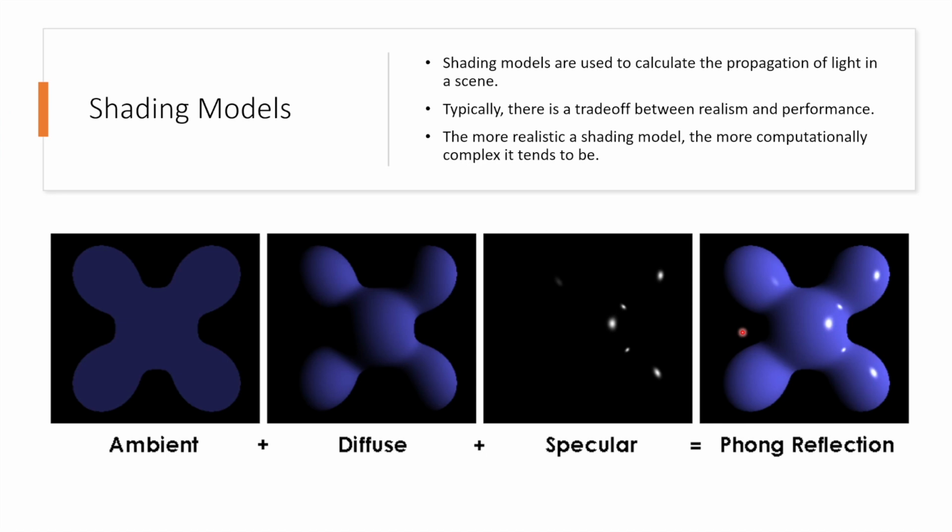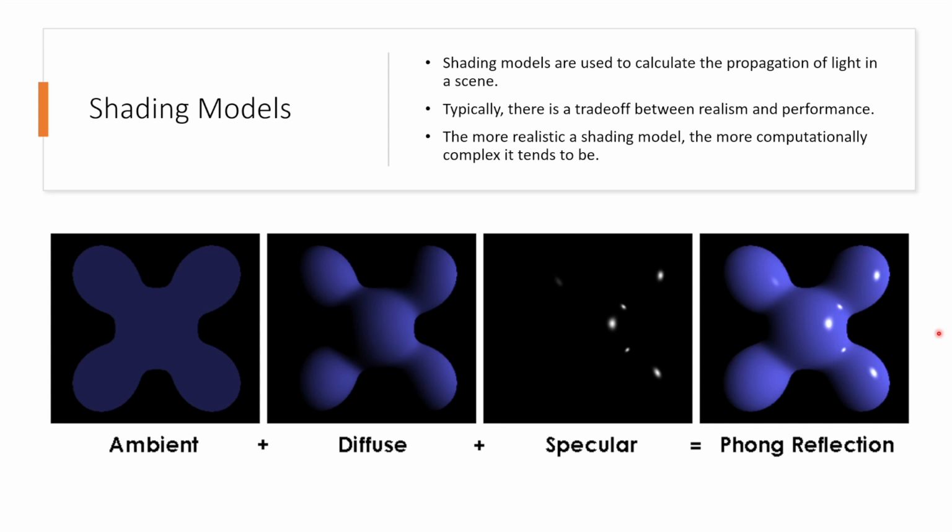Now, shading models are, in my opinion, the most exciting part of computer graphics. I mean, transformations and stuff is pretty standard. It's the same across the board. Shading models are where we calculate the propagation and effects of light within the scene. This is where we are adding color and shadowing and all of the visually interesting aspects of the scene. Now, typically there is a trade-off between realism and performance.